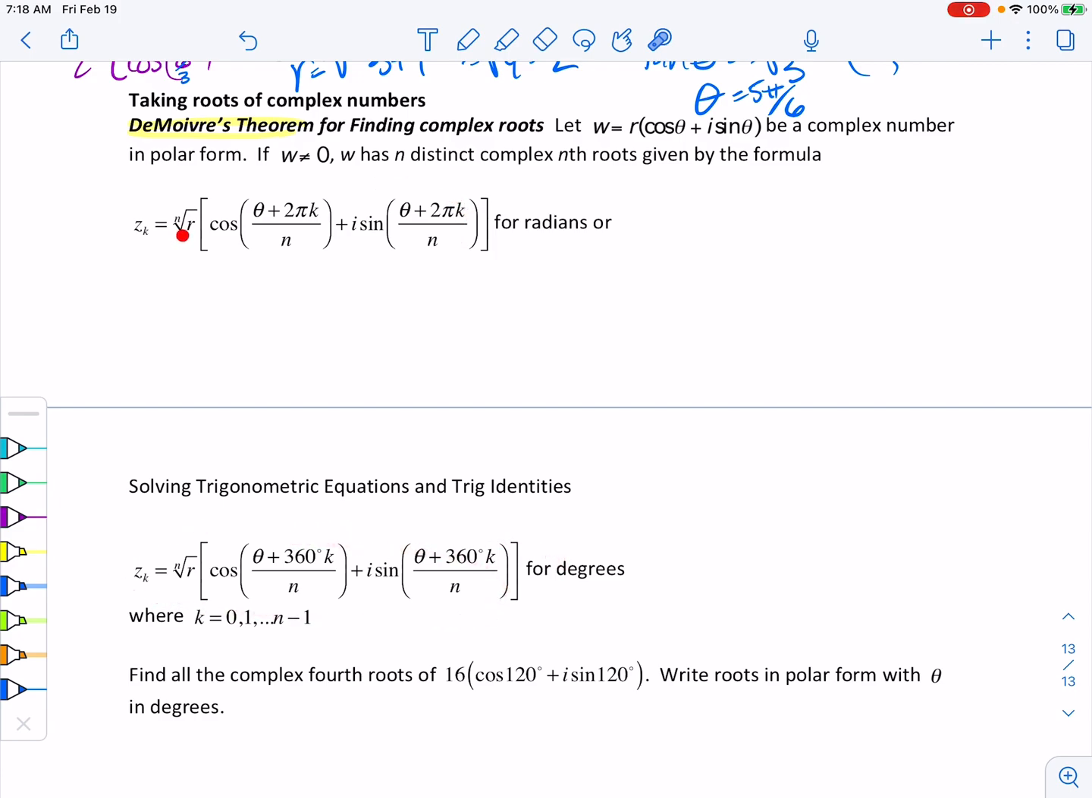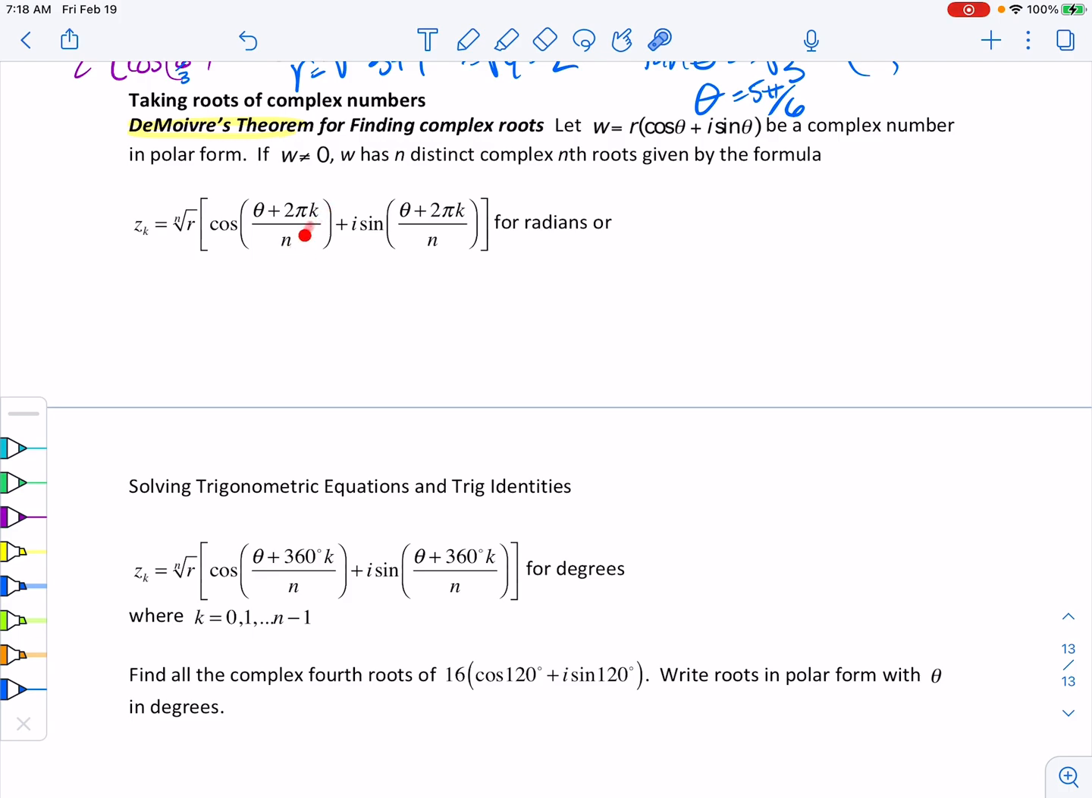Notice with the r value that we're taking the nth root of r. So again, whatever kind of operation we're doing is the same thing that happens to the r value. If we're finding the second roots, then this would be the square root. If we're finding the third roots, then this would be the cube root, and so on and so forth. And then plus cosine of theta plus 2 pi k over n.